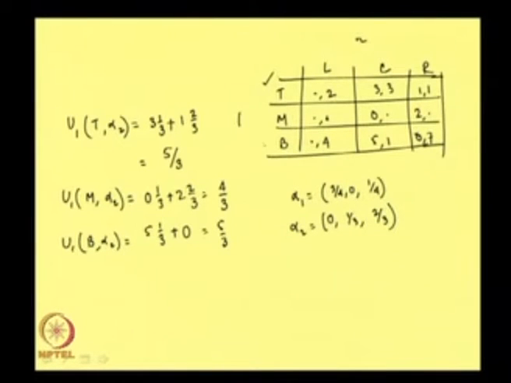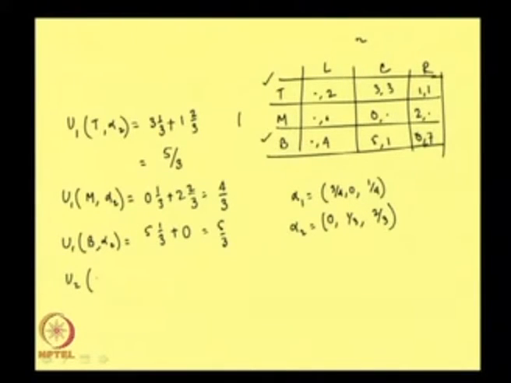We see that for player 1 at least, that condition is satisfied. On T and on B he is assigning positive probability, on M he is assigning 0 probability. The expected payoff from T and B are equal, and from M it is less. Let us now look at player 2's expected payoff.